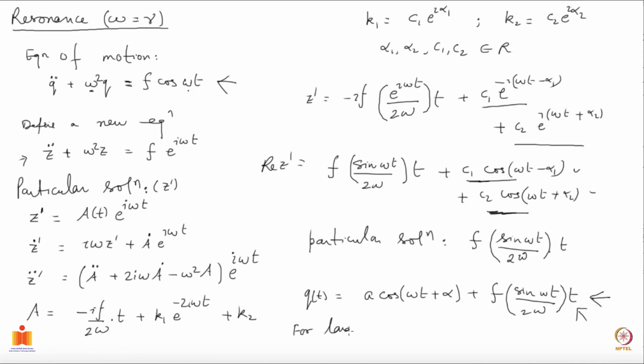So for large t, the approximation of small oscillations breaks down.